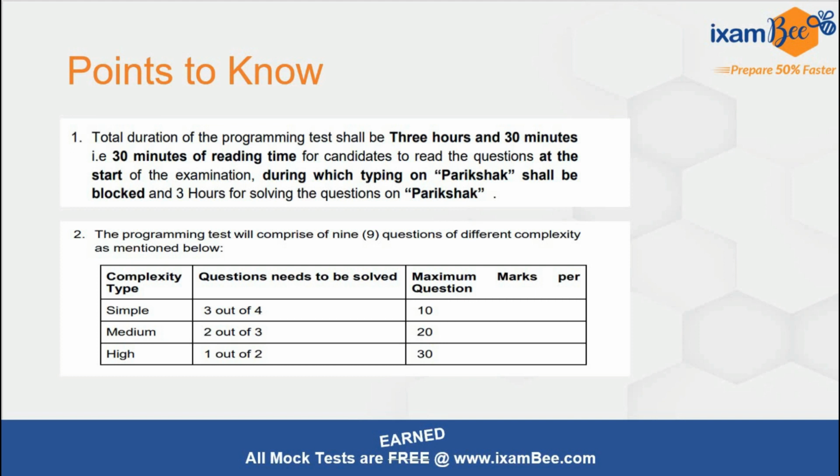Okay. Now, the maximum marks that will be allocated for those questions will be 10, 20, and 30 respectively. So now 3 questions for 10 marks, that is 30. 2 questions for 20 marks, that is 40. And 1 question for 30 marks, that is 30. Overall, it is 100 now. I hope you understand the entire pattern of the exam.